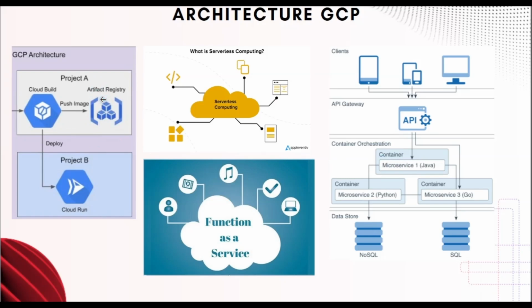We will have the Cloud Build, which will generate the artifacts that will be our container orchestration, which will store our Docker. And the Cloud Run is your functions as services, which will trigger when calling the microservices.